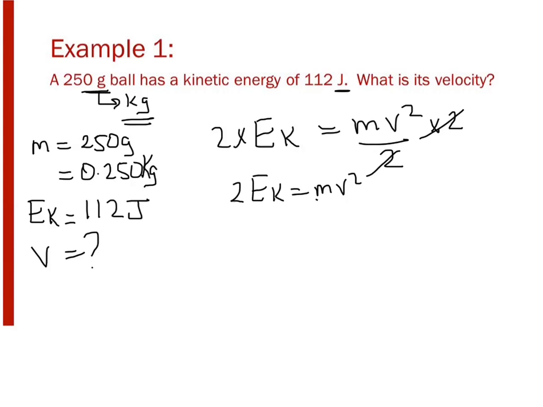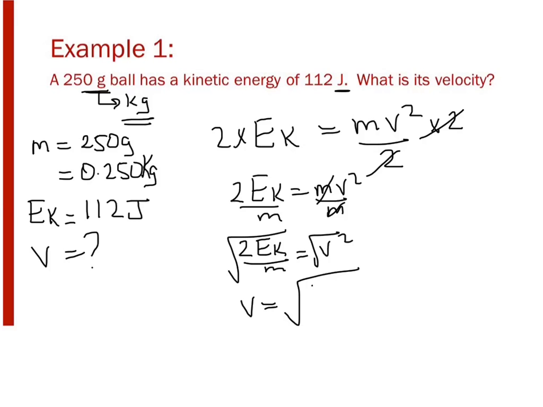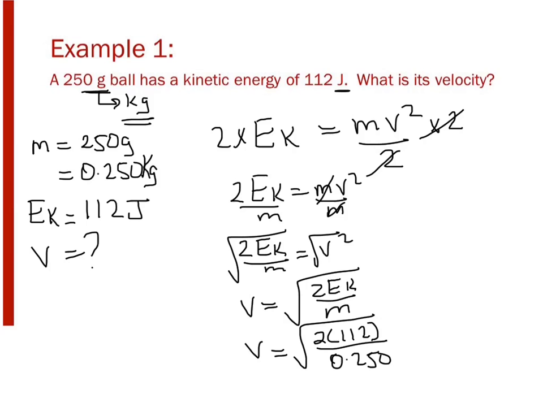I'm going to divide both sides by m. So we have 2Ek over m equals v squared. And then we need to square root both sides. So I'm just going to flip it around there for you. And then we're going to go ahead and put our information in. And then we're going to go ahead and solve. So you get 29.93, and that would be meters per second.